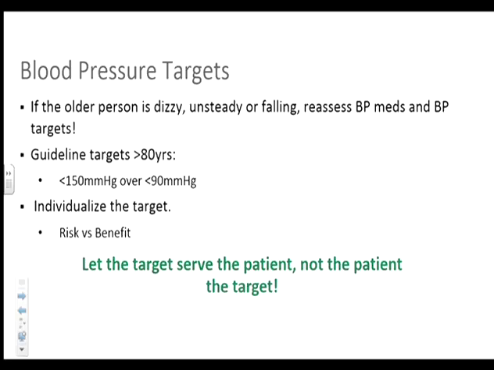It won't always be blood pressure, but it's certainly something you should be evaluating. And remember that guideline targets, generally the consensus is when you're over 80, it's okay to back off to that 150/90. But again, we certainly need to individualize that target and balance the risk of medications, their adverse events, the risk of too high or too low blood pressure versus the benefit, right? What are we trying to achieve at the end of the day?